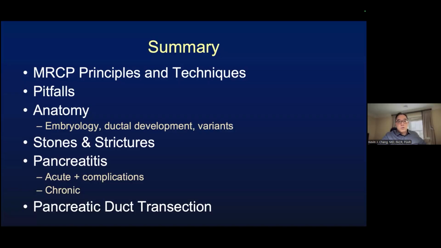We went over stones and strictures and the differentiation of those two findings on MRCP, as well as the findings of pancreatitis, both acute and chronic, as well as various complications of pancreatitis, including necrotizing pancreatitis. We touched upon some of the peripancreatic fluid collections, as well as pseudoaneurysms. And then last but not least, I wanted to touch on the topic of pancreatic duct transections. And with that, thank you very much. I'm open to questions.